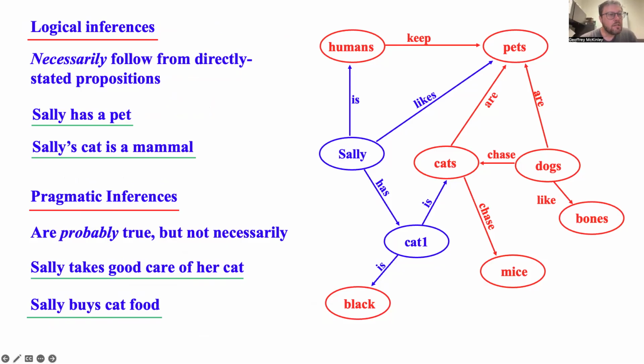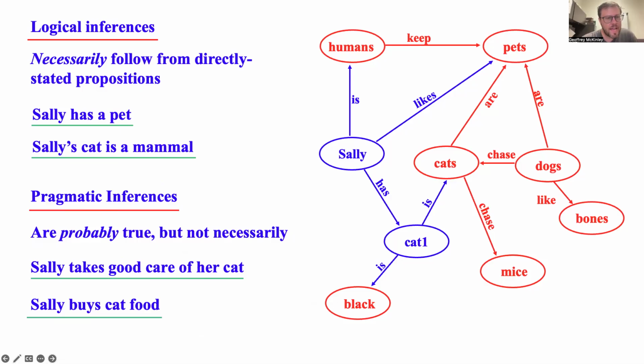There are inferences that necessarily follow from the directly stated propositions. So Sally has a pet. That's true, right? Because Sally has a cat and cats are pets. And then Sally's cat is a mammal. That follows because we know that cats are mammals, right? And so those are ones that necessarily follow. They're logically consistent with what we know about the world.